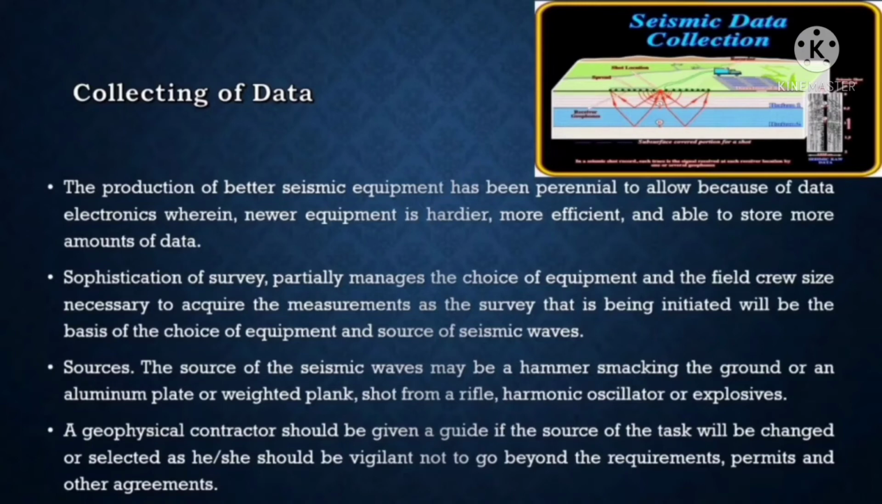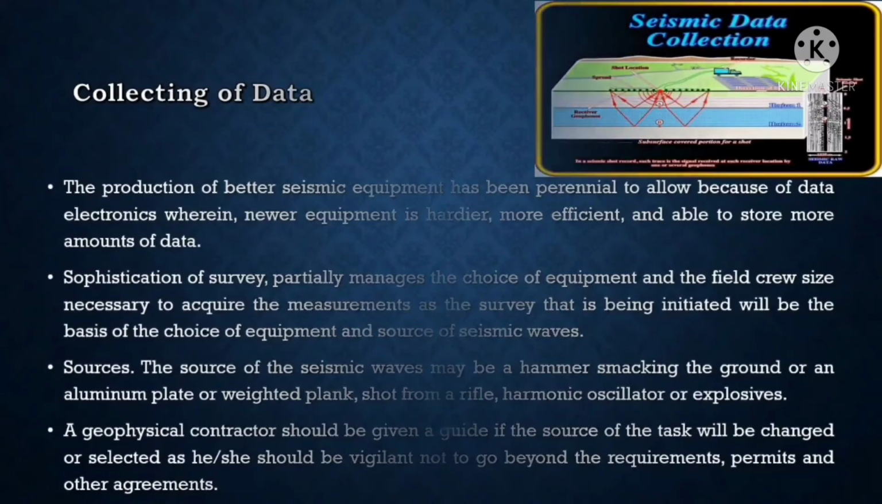Sources. The sources of seismic waves may be a hammer smacking the ground, or an aluminum plate, or a weight or plank shot from a rifle, harmonics, accelerator, or explosives. A geophysical contractor should be given guidance if the source of the task will be changed or selected, as he or she should be vigilant not to go beyond the requirements, permits, and other agreements.